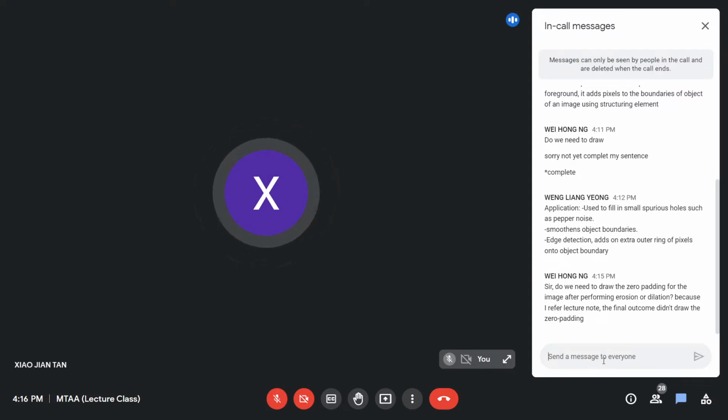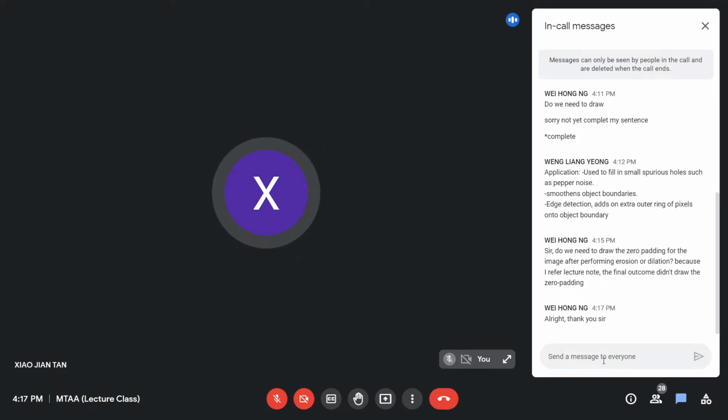For example, you have 300 times 300. After you perform dilation or any morphological operation, the dimension of the input image remains unchanged, which means it is still 300 times 300. So in examinations, whether you draw or don't draw is okay for me. I will accept both answers, because in practice the zero padding will not increase the size of your output image.